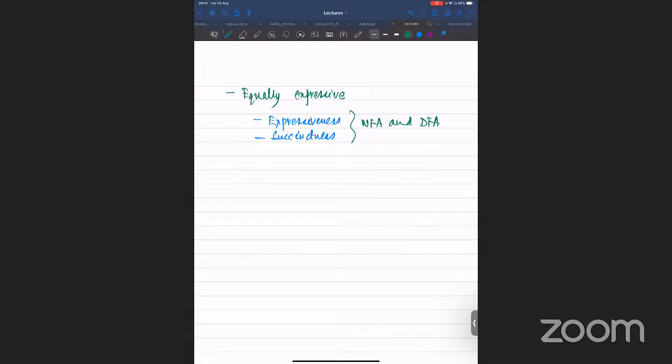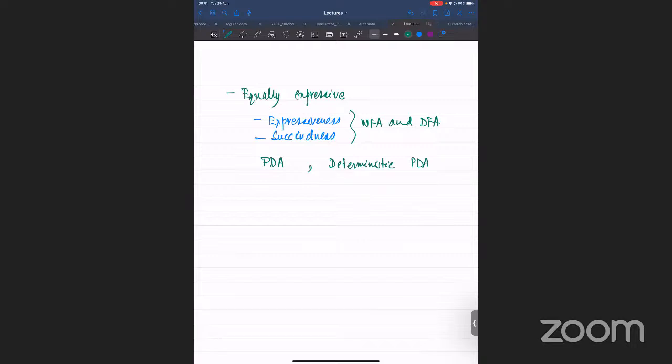Correct? Any question so far about expressiveness and succinctness? For example, if you are already familiar with pushdown automaton, similar questions you can also ask in the context of pushdown automaton. You can have a pushdown automaton and a deterministic pushdown automaton, and you can ask exactly similar questions. Are they equally expressive? And whether one is more succinct than another.